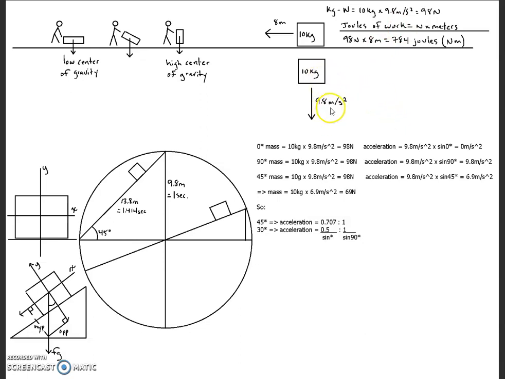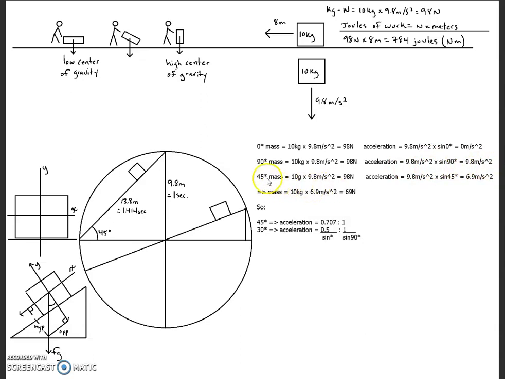If it's free falling, then it's just sitting perpendicular to the surface, straight down. So we use the sine angle here, and the sine of 0 degrees is 0. So it just shows that there's no acceleration here. If we go to 90 degrees, the sine of 90 degrees is 1. So 10 kilograms gives us 98 newtons. The acceleration, 9.8 meters per second squared, times the sine of 90 gives us 9.8 meters per second squared.